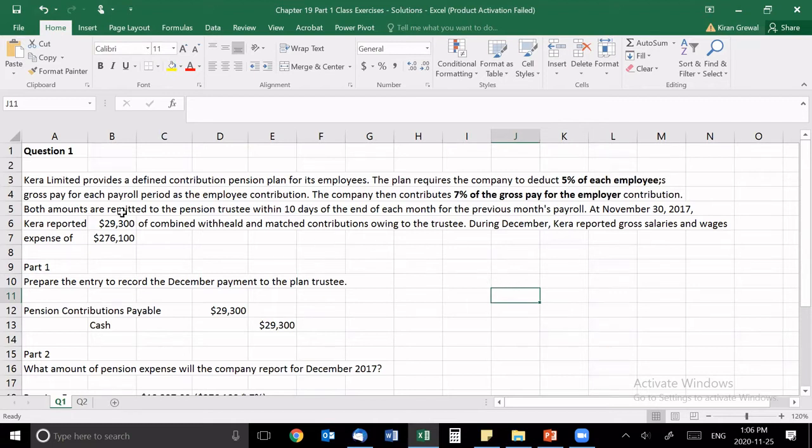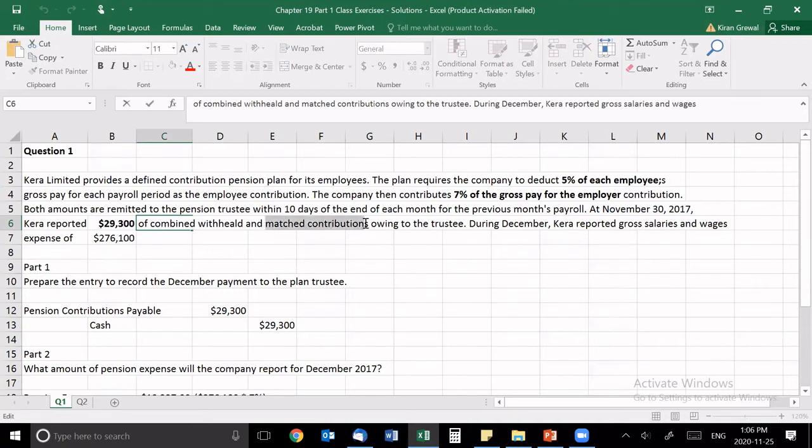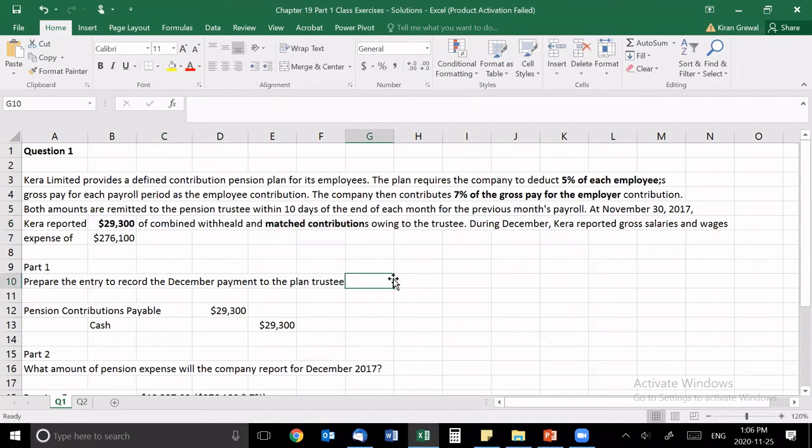Both amounts are remitted to the pension trustee within 10 days at the end of each month of the previous month's payroll. On November 30th, 2017, Kira reported 29,300 of combined, withheld, and matched contributions owing to the trustee. So this 29,300 is the total of the employee and the employer contributions. That's what I meant by matched. So matched contributions is both the employer and employee. During December, Kira reported gross salaries and wages of 276,100.